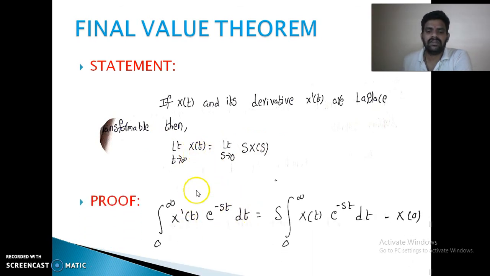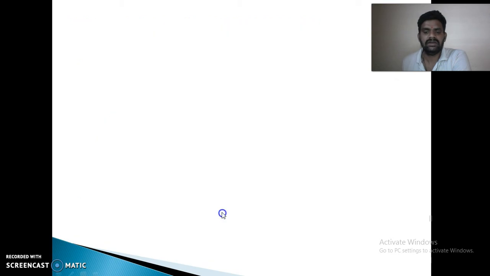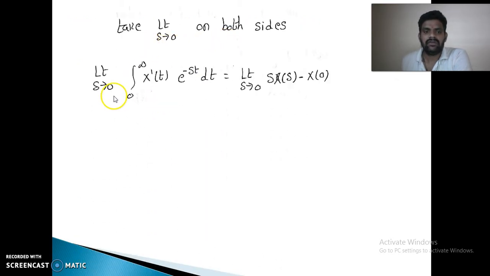Proof. Taking the same steps as in the previous derivation: integral from 0 to infinity of x dash of t into e power minus st dt is equal to s into x of s minus x of 0. Taking the limit as s tends to 0 on both sides, the left hand side is limit as s tends to 0 of integral 0 to infinity x dash of t into e power minus st dt, and the right hand side is limit as s tends to 0 of s into x of s minus x of 0.